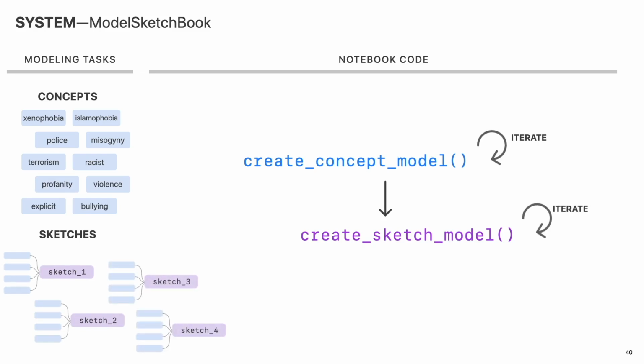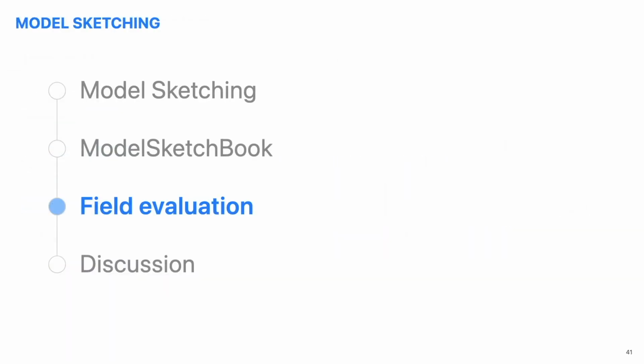These core building blocks enable a model sketching interaction where users can articulate these high-level ideas that they want their model to reason over. So Model Sketchbook brings this vision of model sketching to life, but how does it work in practice? How might model sketching change the way developers think, and how might it shift their modeling outcomes?